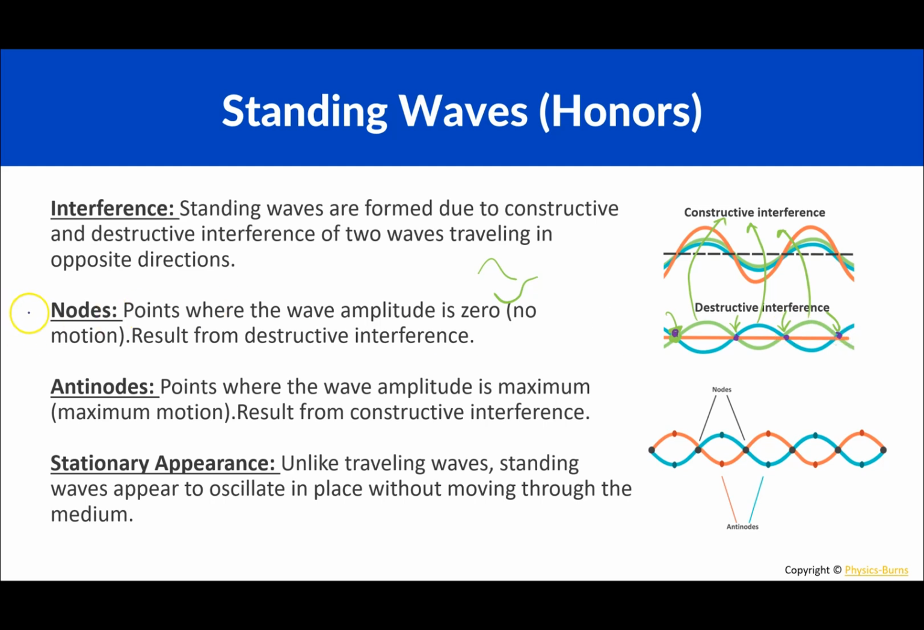Those points we call nodes. Nodes are points where the wave amplitude is 0, resulting from destructive interference. Antinodes are points where the wave amplitude is a maximum, resulting from constructive interference. So, antinode, there. Stationary appearance: unlike traveling waves, standing waves appear to oscillate in place without moving through the medium. Even though they look like they're not moving, they're actually moving very, very quickly, and that gives us this pattern that looks like it's not moving.